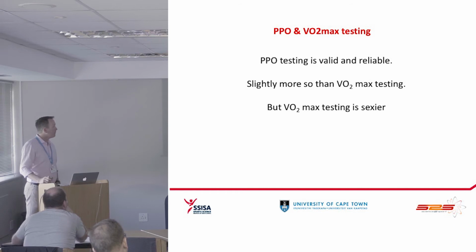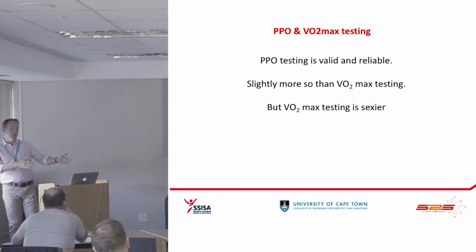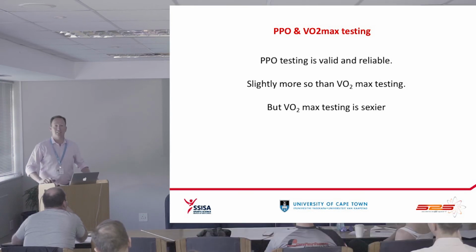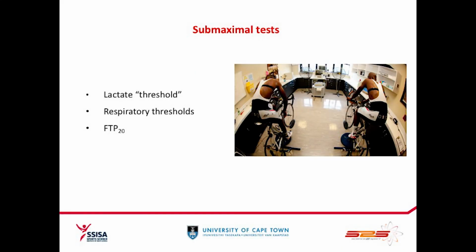Okay? But VO2 max testing is sexy. Okay. So why do we do VO2 max testing? Because it's really cool. Okay. If you just put someone on an ergometer and you say go, and then they ride, and they're breathing normal room air, and they're finished, and you go, here's your PPO, and this is your max heart rate, it's not a laboratory test. It's not a lab test until they've had a gas analyzer on their face. Yes. Let's move on to submaximal tests.